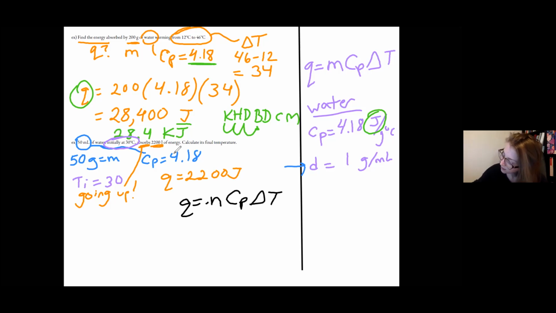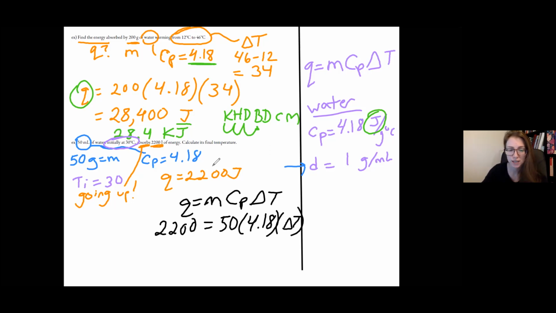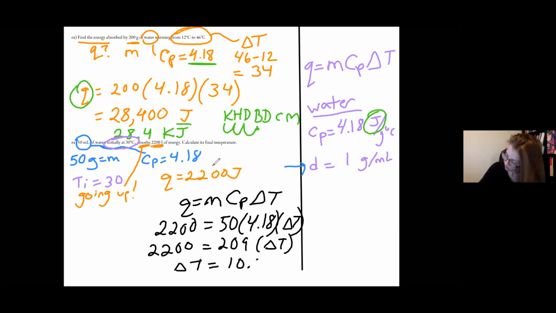Plugging in what I have, let's see if that helps me find something valuable. 2,200 joules, that's my Q. My mass was 50. My Cp was 4.18. It's going to let me solve now for my change in temp. If you want to do the 50 times the 4.18 first, you can. You get 209. Take the 2,200, divide by 209, and we'll get a change in temp of 10.53.